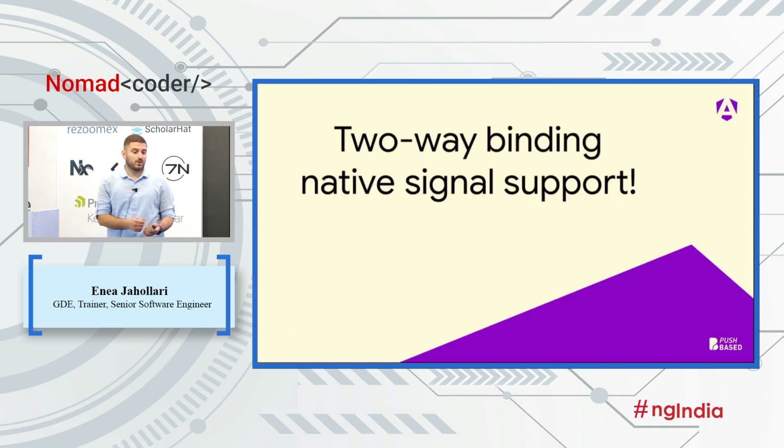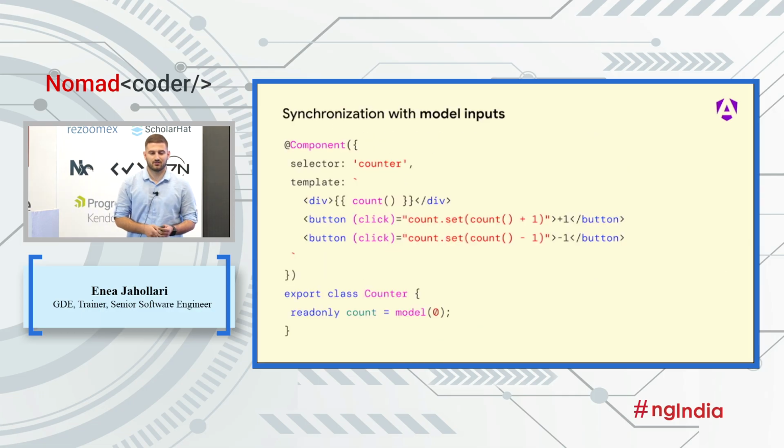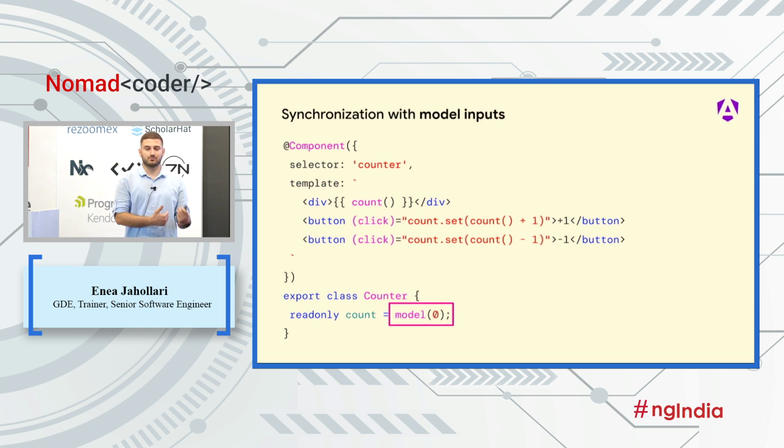Well, there's also two-way binding native signal support. And that's called model. Model basically allows us to do the same thing as before. Let's say we have a counter component where we show count, but in order to create that count, instead of saying a signal, we say model. By saying model, we can now tell Angular, I want to create an input and output at the same time, but also use this thing for two-way binding.